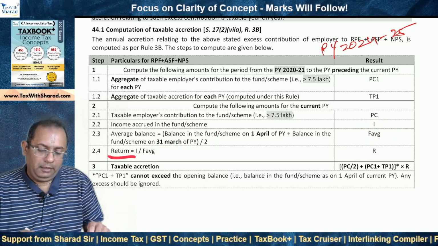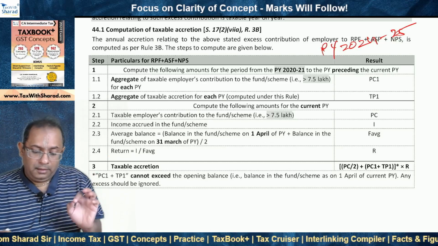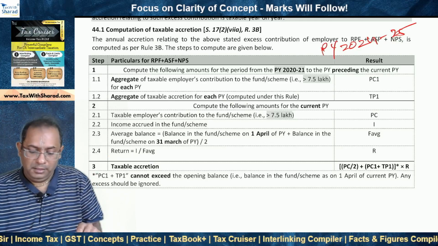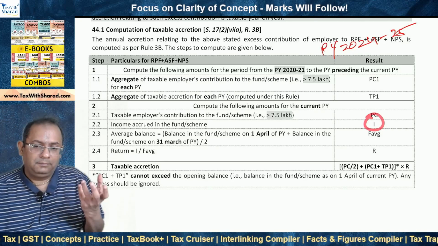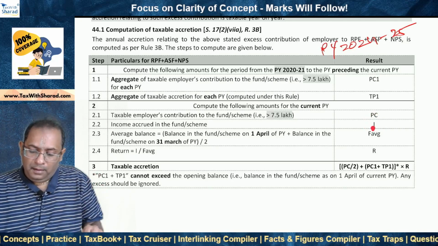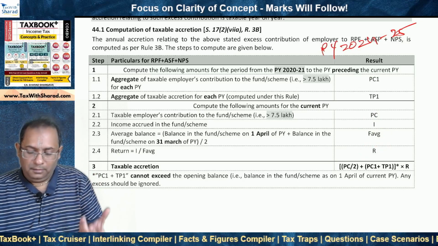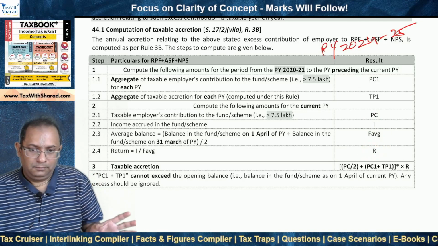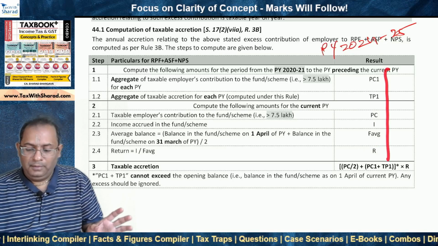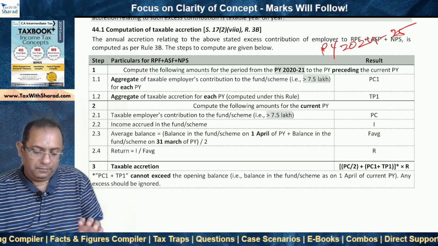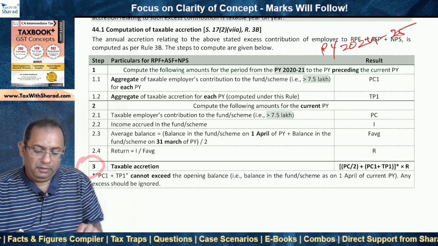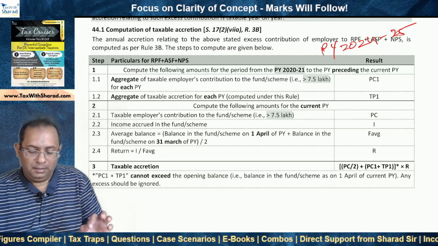In 2.4, we find out the return, and the return is what? It is I divided by FAVG. I means the income that has accrued divided by the average balance. That gives us the rate of return or the return. This is what we call as R. So we basically arrive at these figures. And then in step 3, we figure out or compute the amount of taxable accretion.